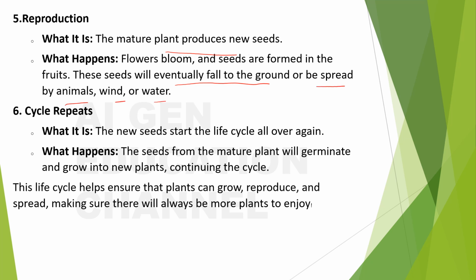Cycle repeats. The new seeds start the life cycle all over again. The seeds from the mature plant will germinate and grow into new plants, continuing the cycle. This life cycle helps ensure that plants can grow, reproduce and spread, making sure there will always be more plants to enjoy. Okay, done with this chapter.